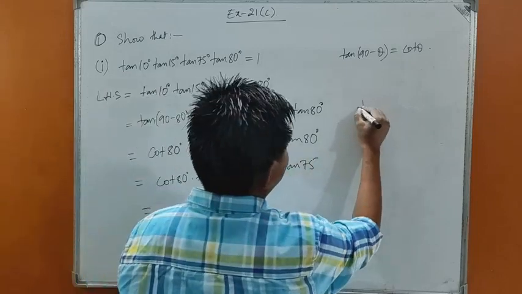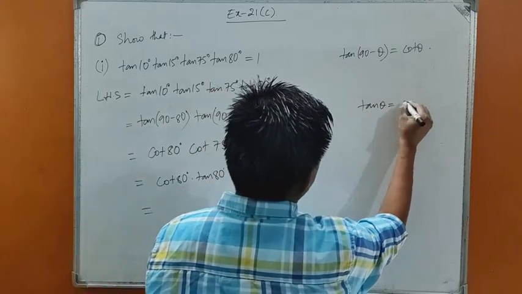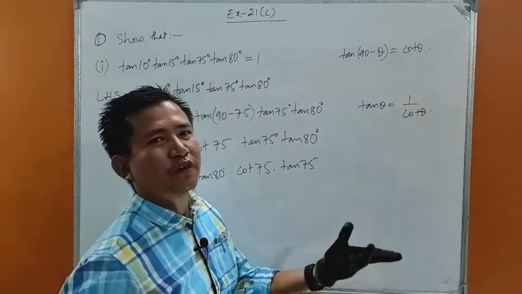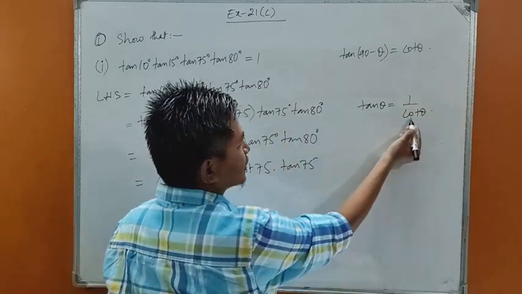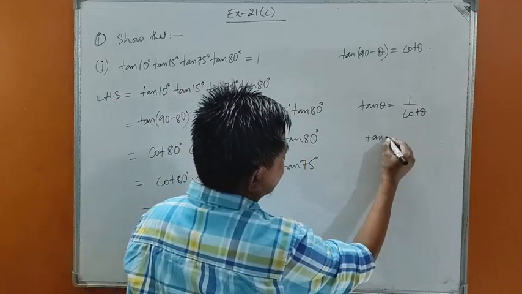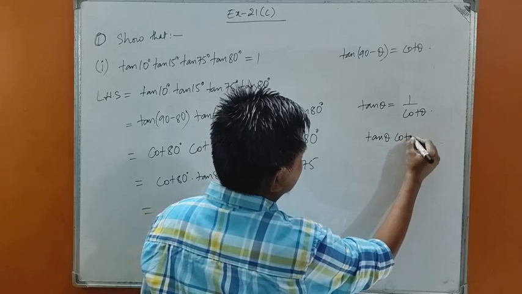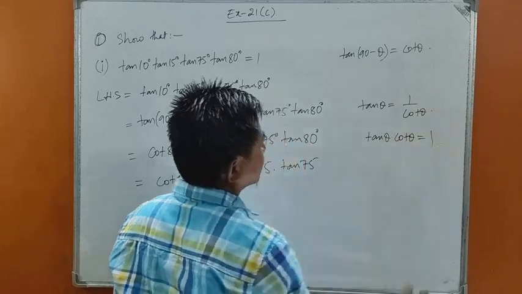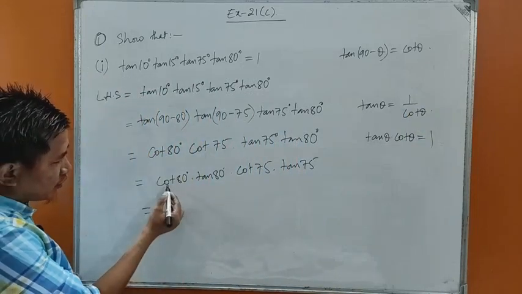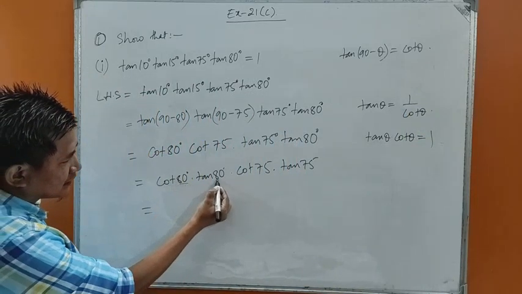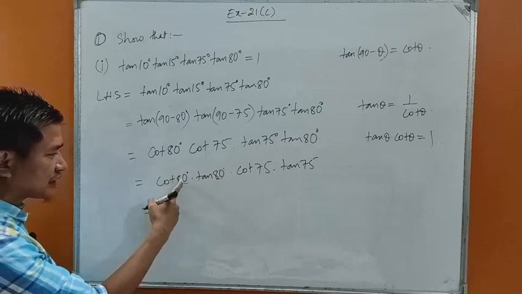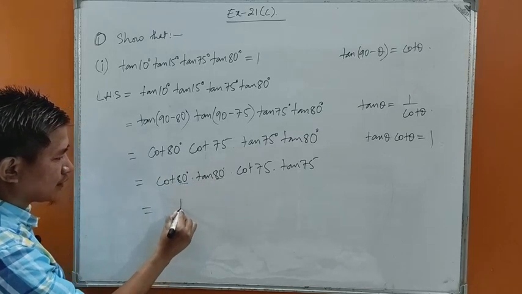Since you know that tan theta equals 1 upon cot theta, because tan and cot are just reciprocals of each other, let us cross multiply this. Tan theta into cot theta gives us 1. Tan theta into cot theta means 1, isn't it? So theta is 80, the angles are same, so cot theta into tan theta is 1.